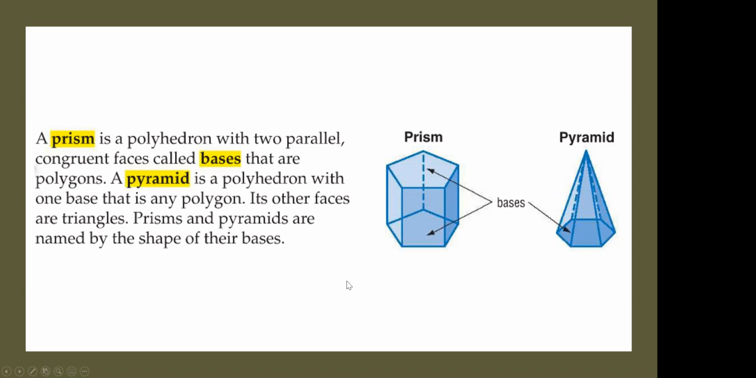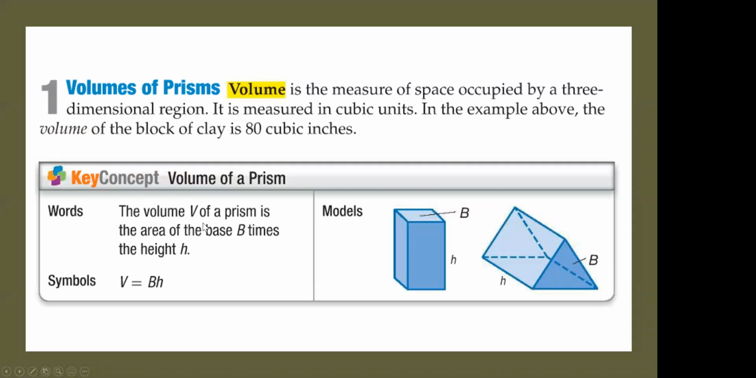And prisms and pyramids are named by the shape of their bases, okay? So in a prism, these sides or the faces around are going to be rectangles, and then in a pyramid, they are triangles, okay? All right, so we need to be able to find the volume of prisms, okay?